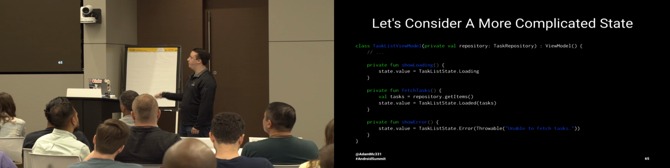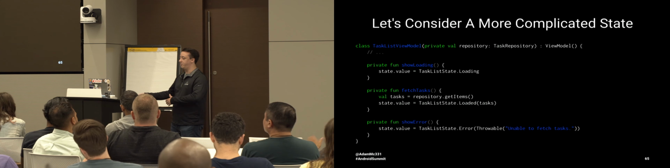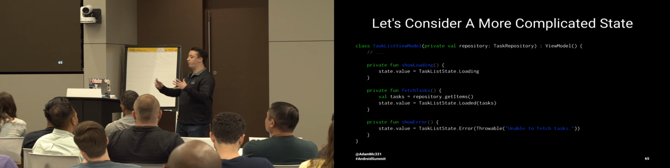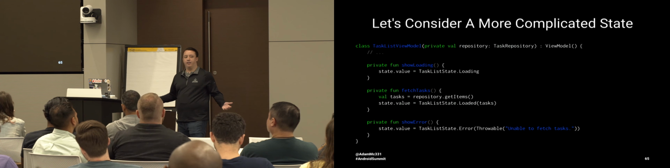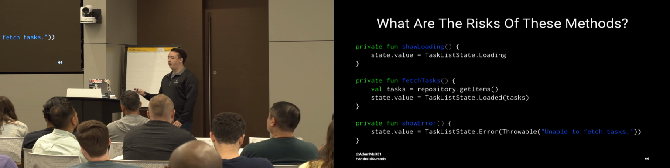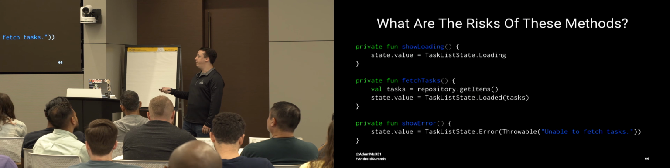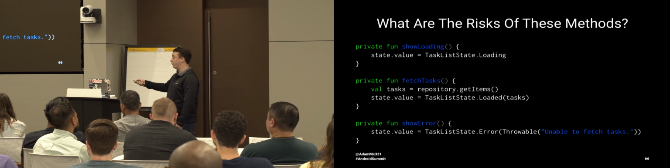When show loading is called, we set the state value to loading. When fetch tasks is called, we get those tasks and set the state value to loaded. And if we need to show an error, we give it some generic error. This all seems fine. This is all unit testable. It meets all of the requirements we've been talking about. But what are the risks of having these methods? At face value, it might seem like nothing. I mean, these methods all do one thing. They modify our state. They're easy to read, easy to test.